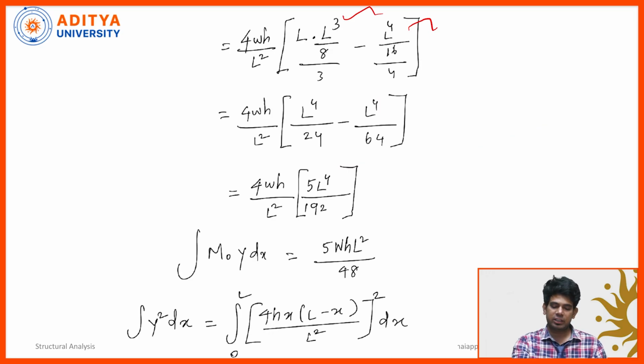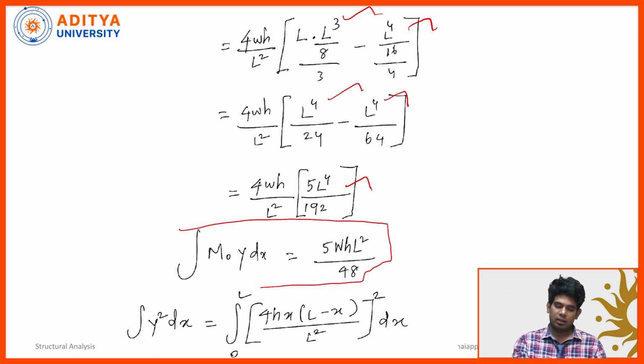After substituting the limit, you see L into L cube becomes L power 4, and here we are having L power 4. Simplifying upon this I will be getting 5L power 4 divided by 192. Finally we got the integral of m naught y dx is nothing but 5wh L square by 48.